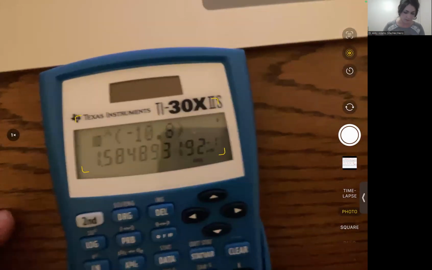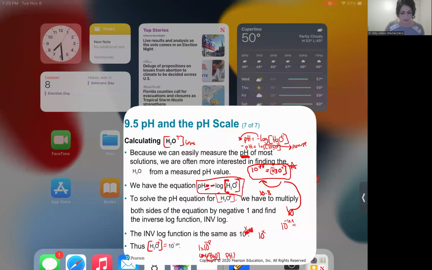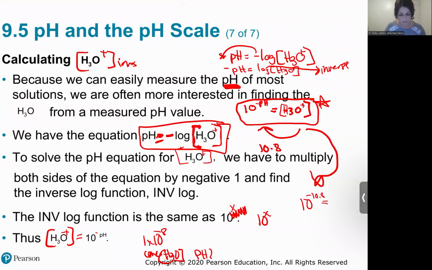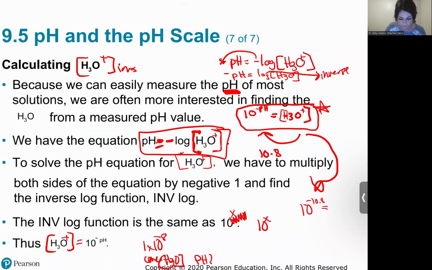Okay, and now we can switch back over to our PowerPoint. So now you've got some examples of how to use what parameters you have and what parameters you need to solve these problems, to find pH and to find concentration of hydronium ions inversely. Okay.